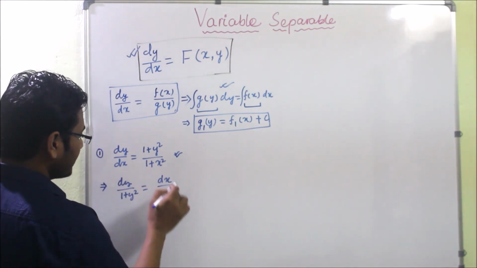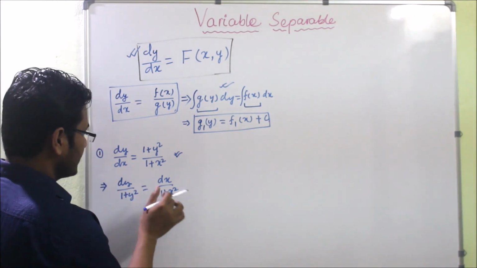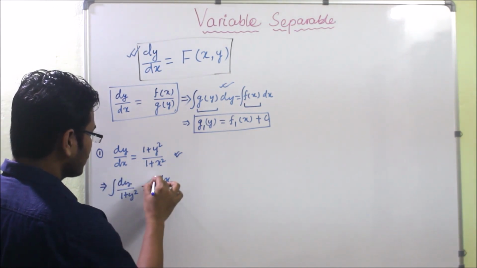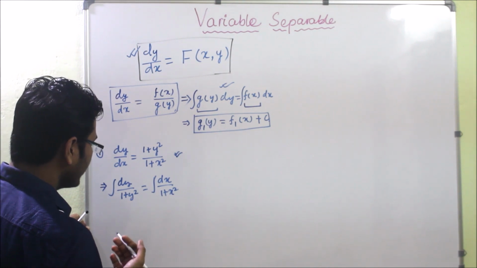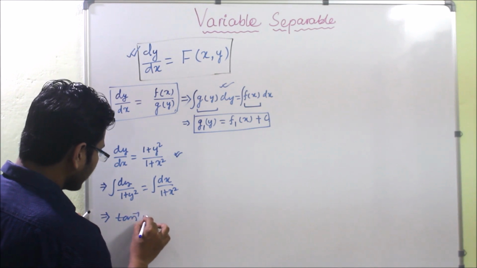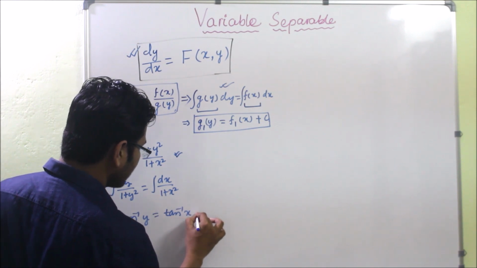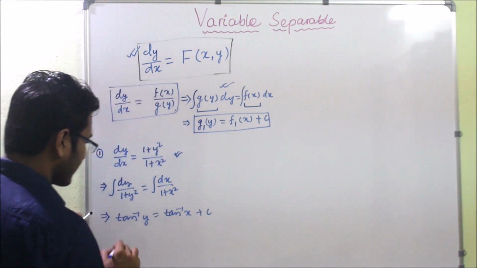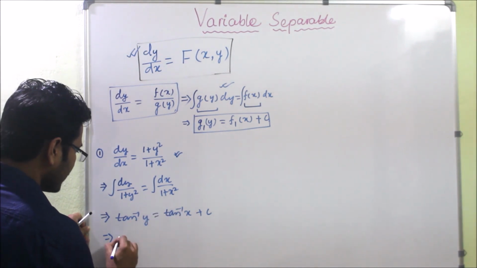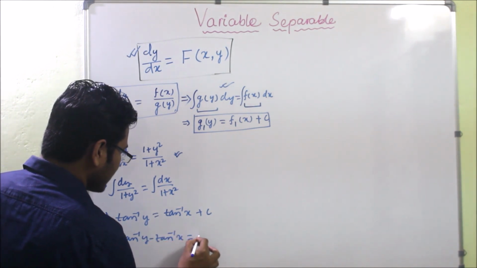Then what to do? After writing the differential equation in separable variable form, we have to integrate both the sides. After writing the form, we integrate, and we get on the left side tan inverse y. This is the standard formula for it. And the right side also tan inverse x plus some constant, I can write c. Now again, if we take the tan inverse x from the right side to the left, it will be tan inverse y minus tan inverse x equal to c.